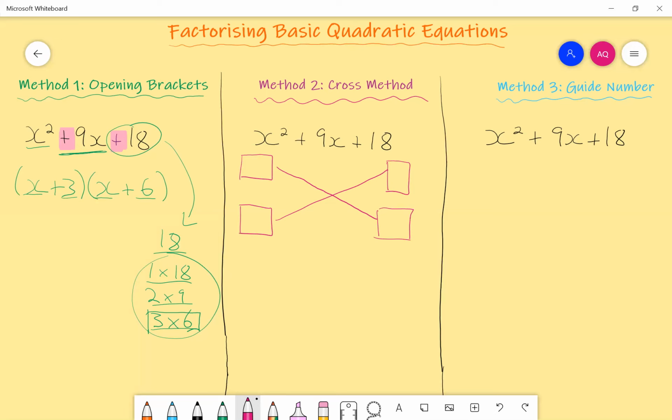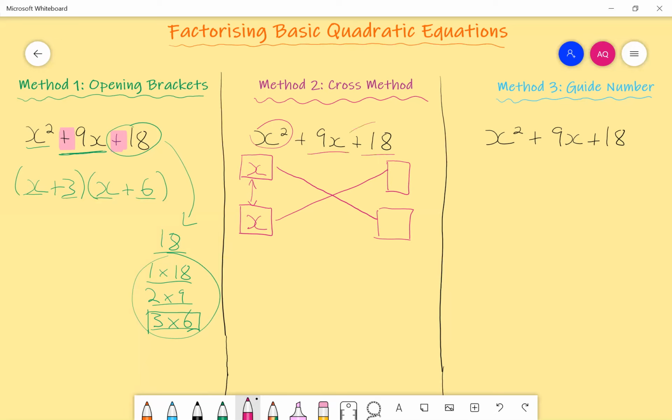We might see more differences in these when we look at the more difficult quadratic equations, but let's just go ahead and do this. So the two numbers on the left here, similar to the first type, must multiply to give x squared. So that would have to be x and x again. And the two numbers that we choose in the two boxes on the right will have to be to do with the plus 9x and the plus 18.